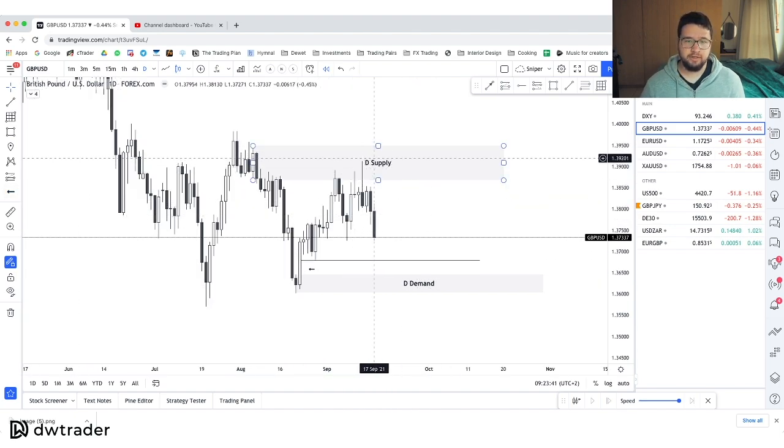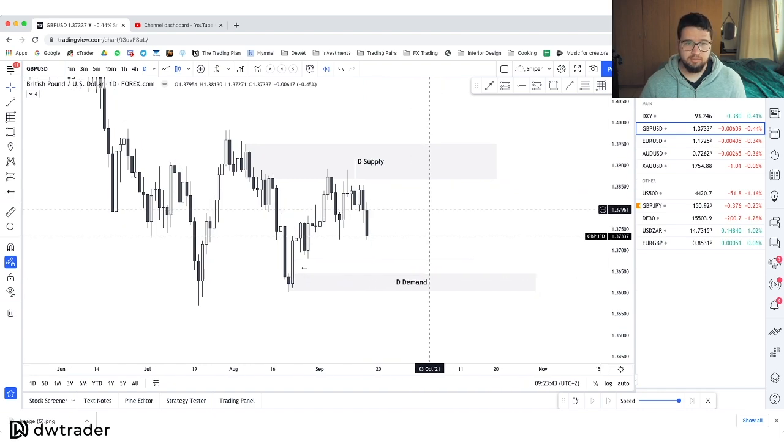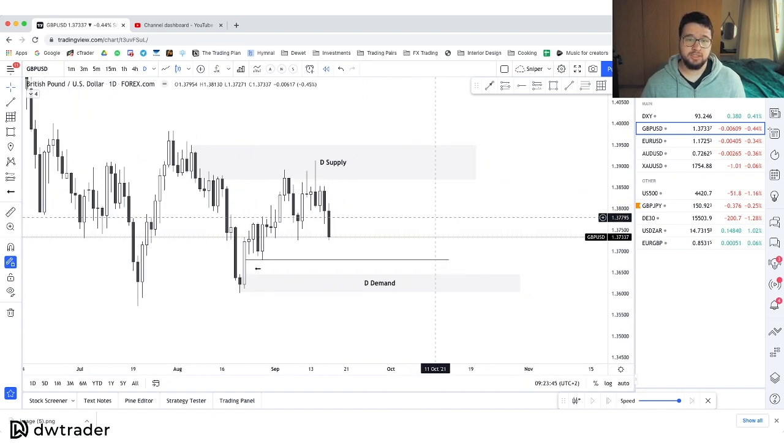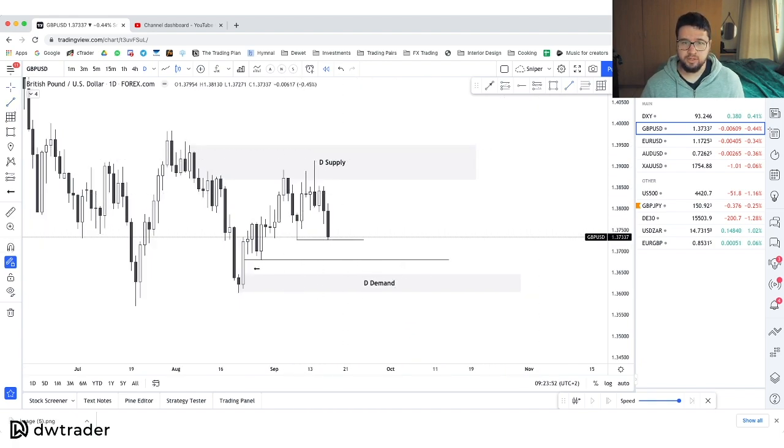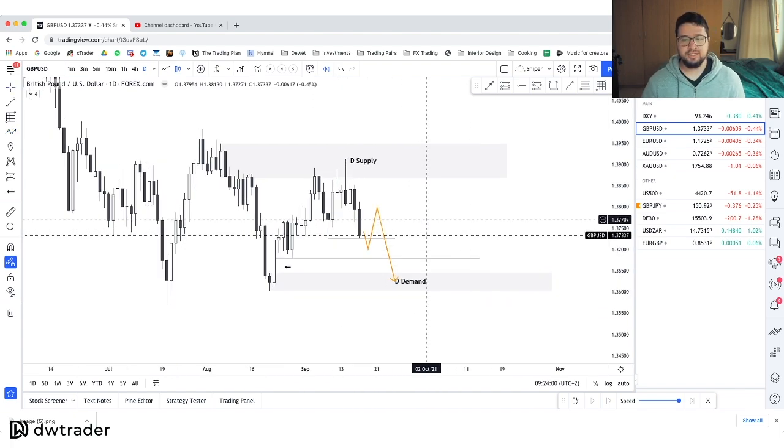Okay, so we have imbalance here as well. Reacted off the supply, probably on our way to the demand, but before we get there, we could potentially see some price action going both ways. So we have this previous low. In my opinion, we could potentially see first a sweep of this low, a pullback, and then a continuation down into this daily demand. I don't think necessarily we will automatically just jump into the demand.